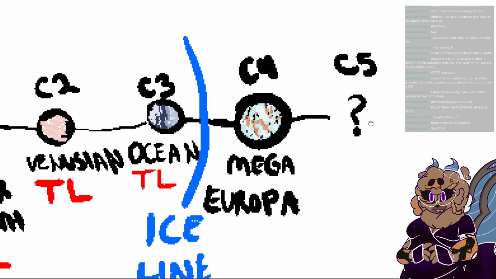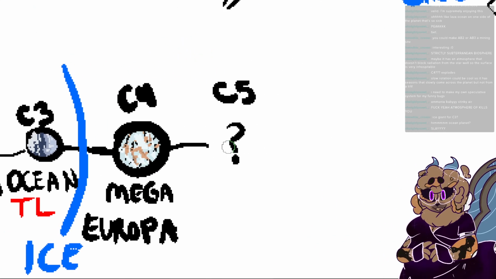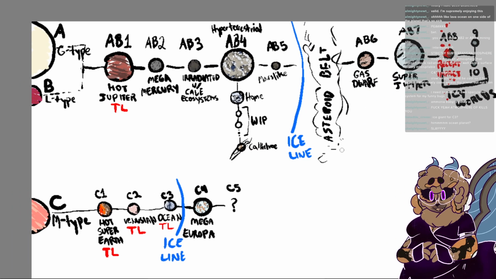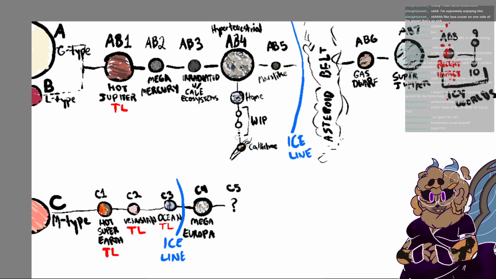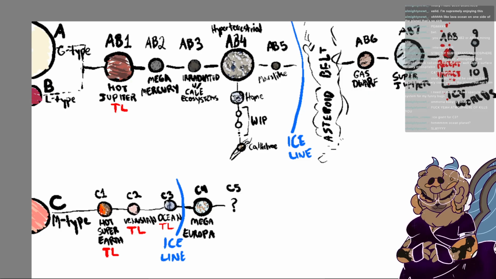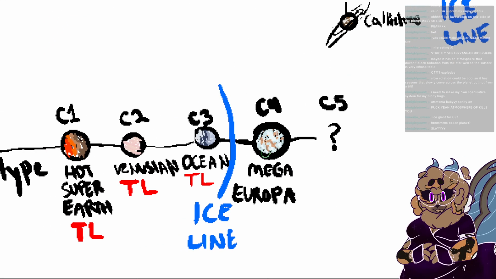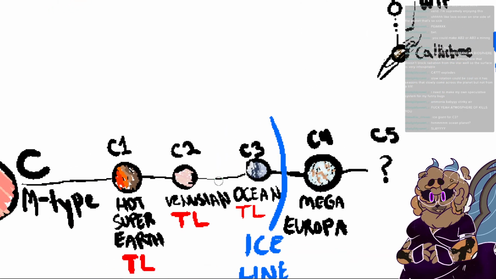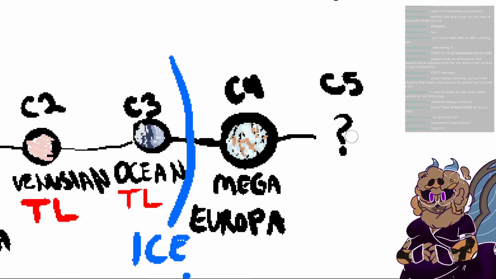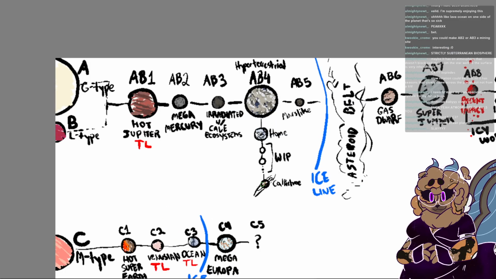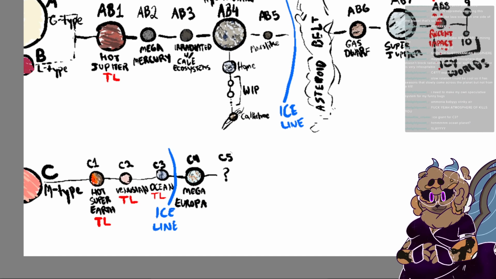But C5 here. I'm thinking I could make C5... Because I've got a lot of good archetypes already for a lot of the other types of planets. I could make C5... What do I do with C5 here? Do I make it another icy world? I mean, it probably will be.